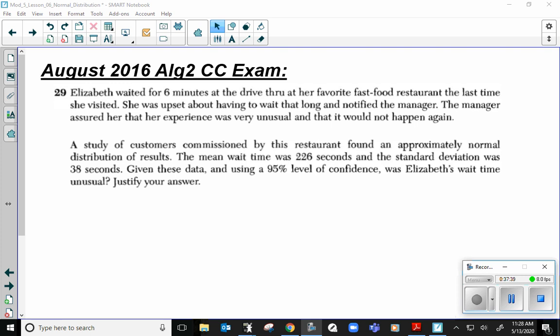Anyways, Elizabeth waited 6 minutes at the drive-thru for her favorite fast food restaurant the last time she visited. And she was upset about having to wait that long. Just promise me something. If you wait 6 minutes, don't do one of those things where I'm going to see you on YouTube throwing food over the counter at employees. That's just dirty. Just don't do that, okay?